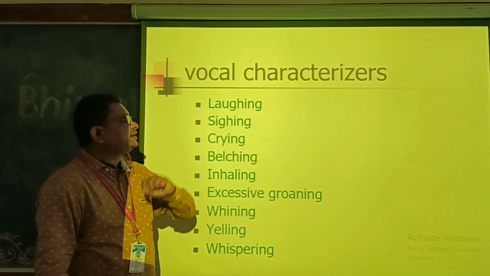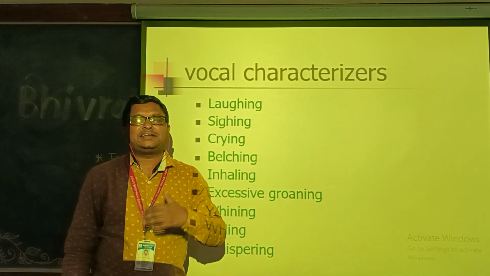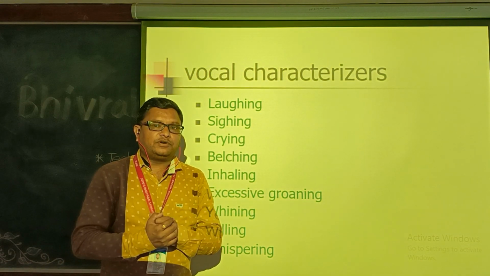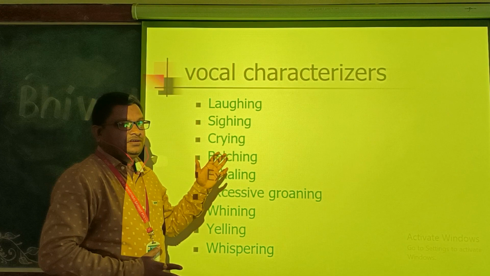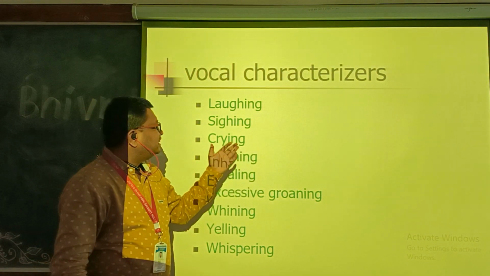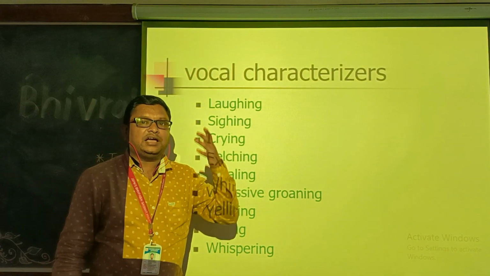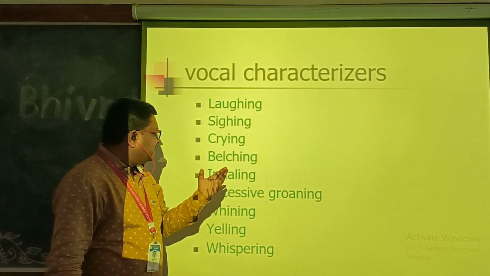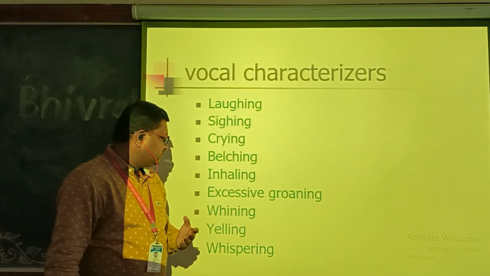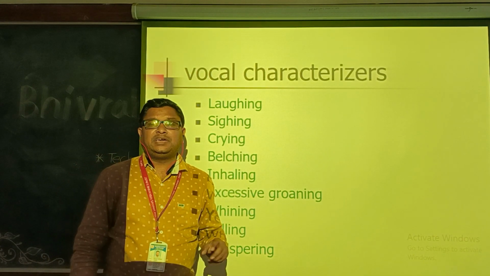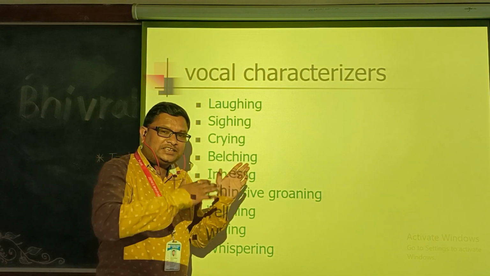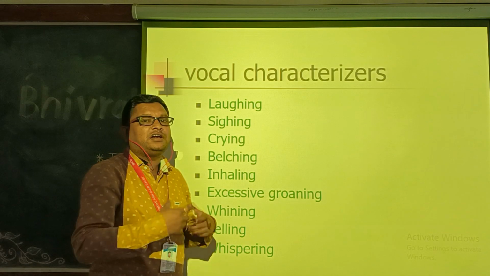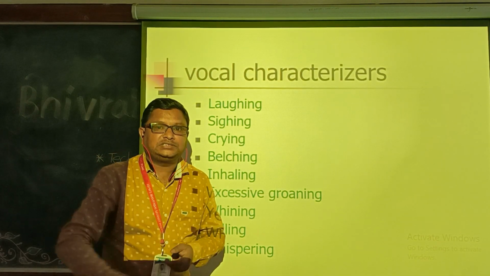That is vocal characterizers. With the help of vocal characterizers also we can communicate. It's called non-verbal communication. Let's see. That is laughing. With the help of laughing we can communicate. Then sigh. Sometimes we used to sigh. Then crying, belching, inhaling, excessive groaning, whining, yelling, or whispering. These are all changes or variations in tone or voice. Due to this, we can communicate a certain message to others. Next slide.